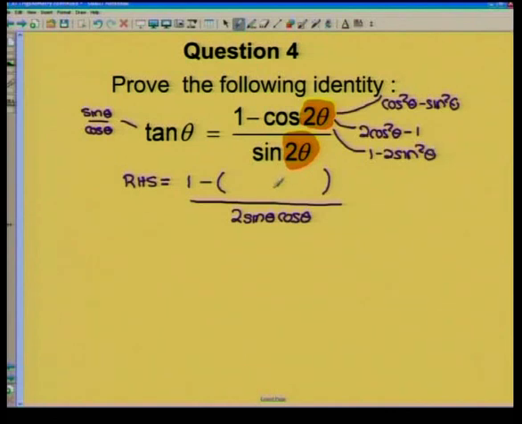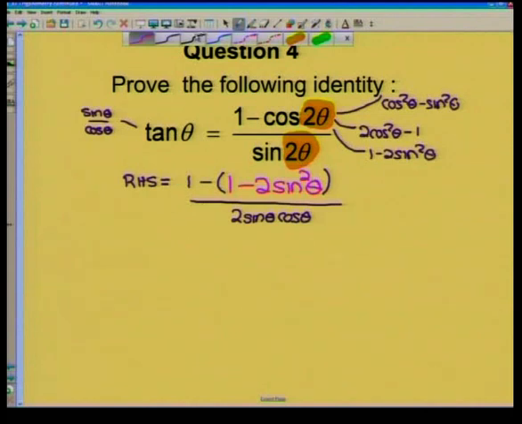Now if I look over here, I can see that if I want to get a sine, then the best one to choose would be this one, because then I've got sine in the top. Okay, I could have chosen any of these in actual fact. It wouldn't have made a difference. But it just makes it easier for me if I choose the right one to make life simple. So I'm going to put in 1 minus 2 sine squared theta.